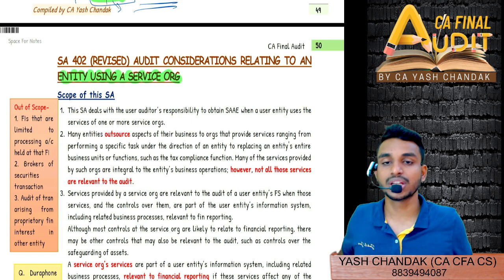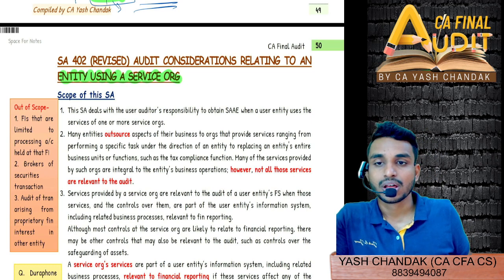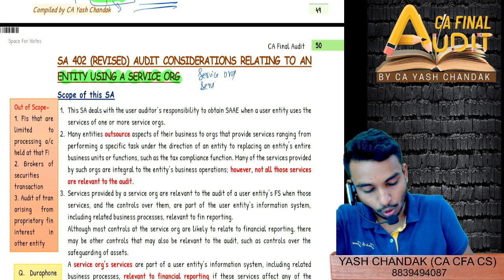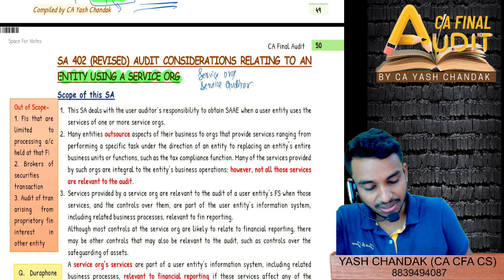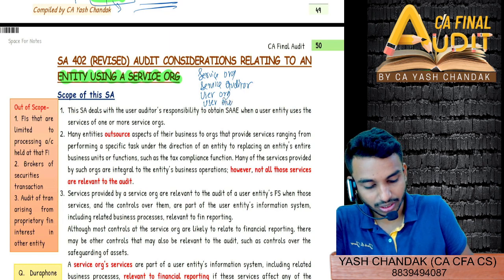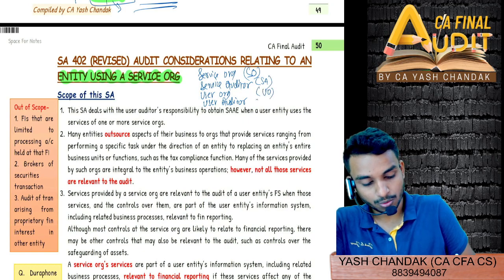So four terminologies we first have to know. What do you mean by service organization? What do you mean by service auditor? Similarly, user organization, user auditor. So SO, SA, UO, UA.